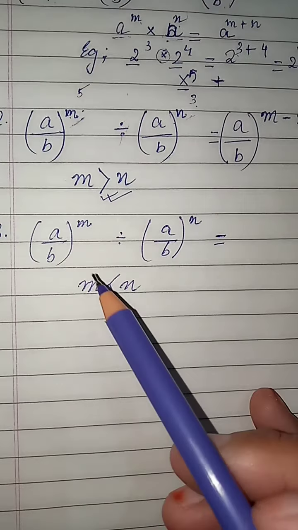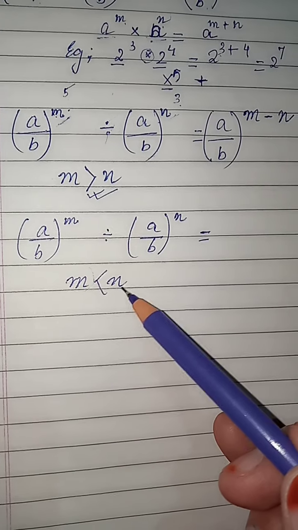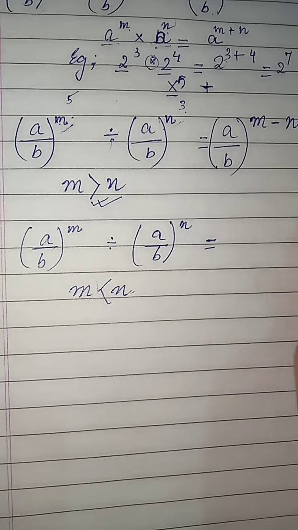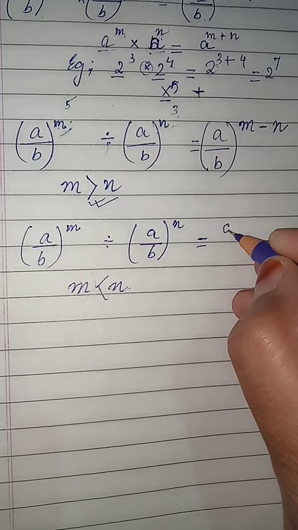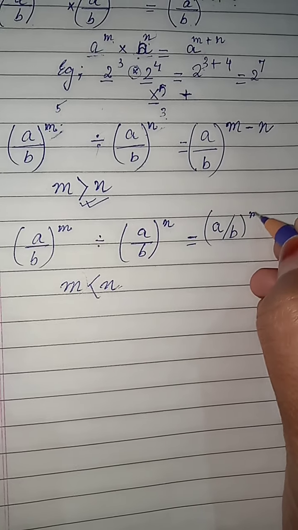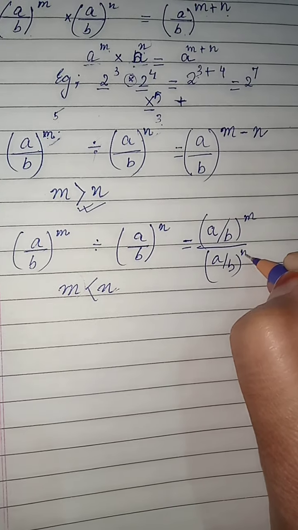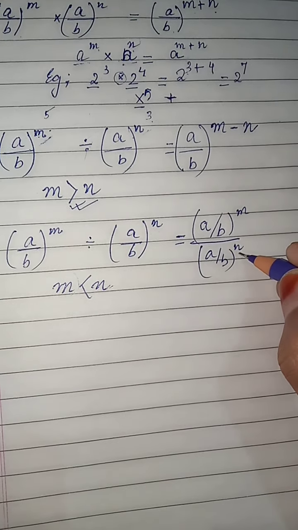Now here the question is same, but the only difference is here m is smaller than n. Okay, n is greater. So what we will do, we will write this (a/b) whole to the power m divided by (a/b) to the power n. This is greater, correct?